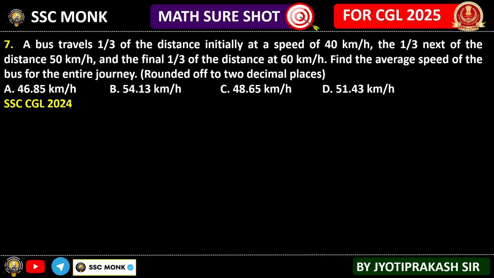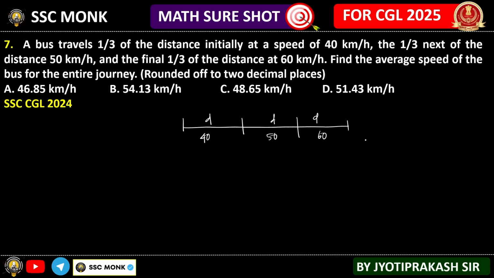Okay. Now, a bus travels 1/3 of the distance initially at the speed of 40 km per hour. The next 1/3 of the distance at 50 km per hour and the final 1/3 of the distance at 60 km per hour. Find the average speed of the bus for the entire journey. Now understand, let's say this is the total distance and it has been divided into three parts. This is D, D and D. So it is saying this part at 40 km per hour, this part at 50 km per hour and this part at 60 km per hour.